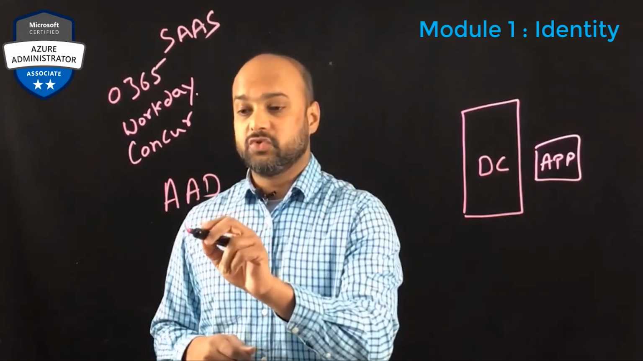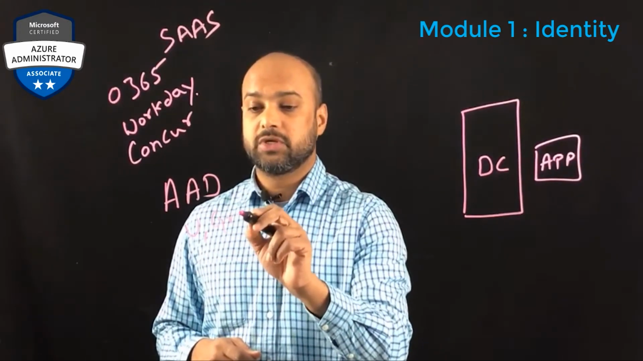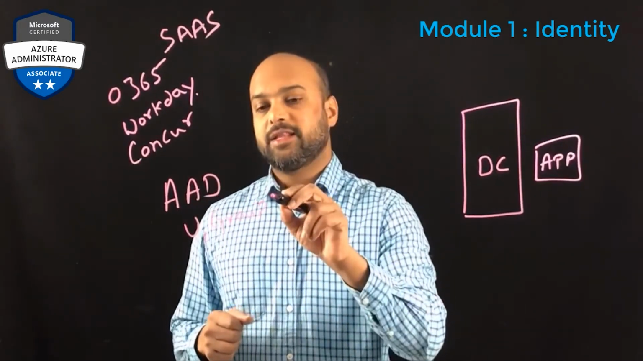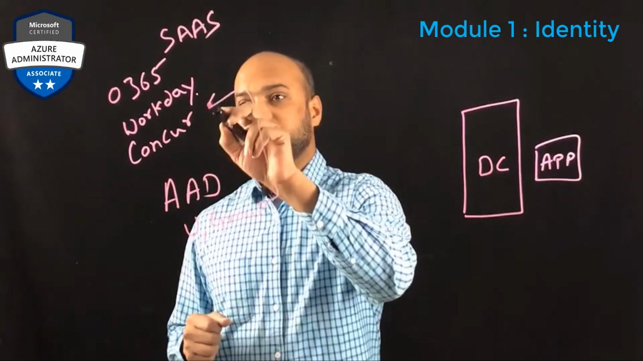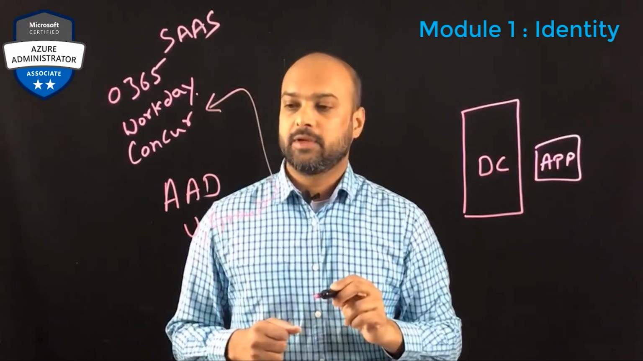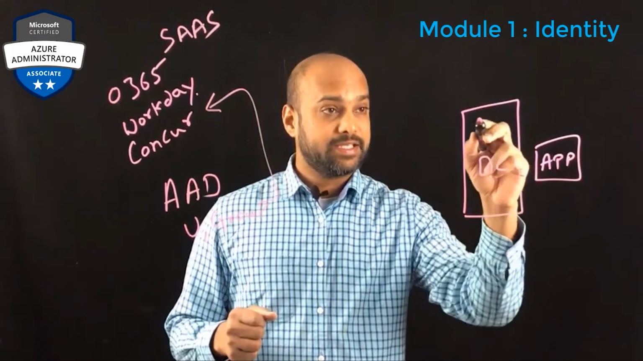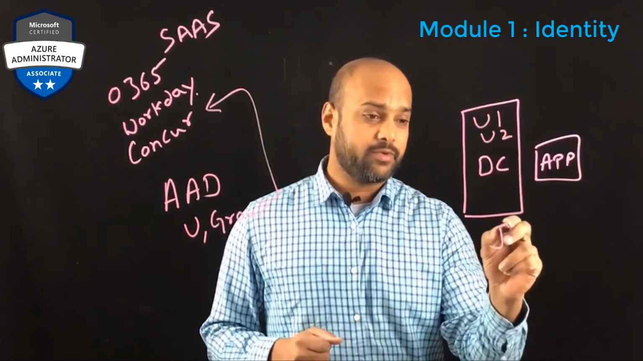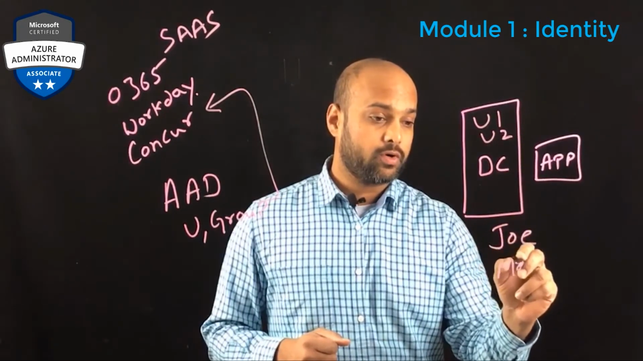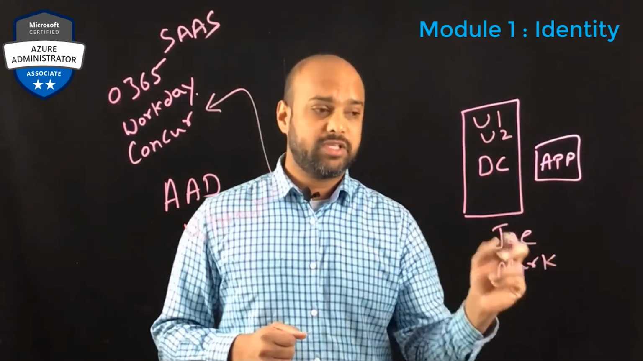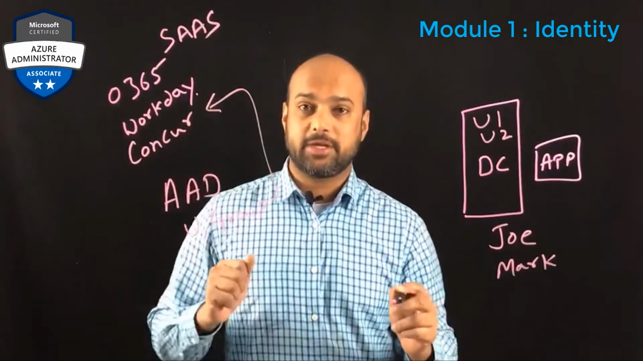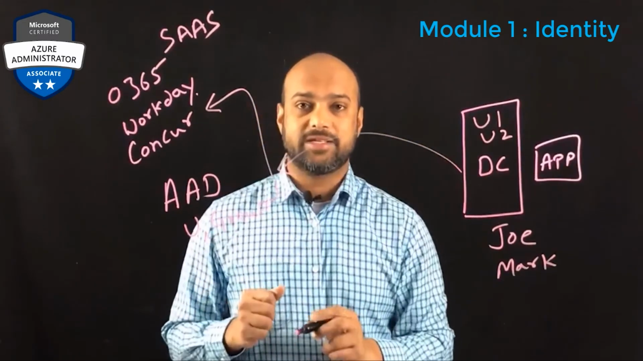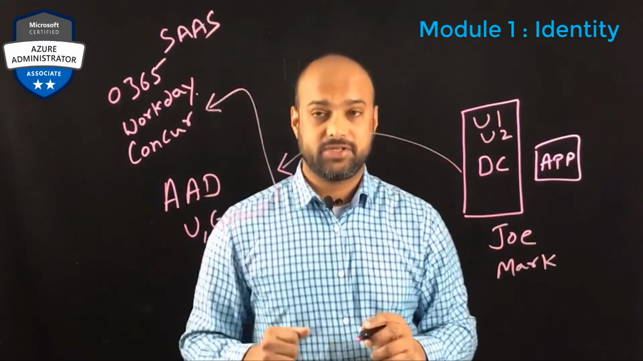Now we will have users and groups created in Azure Active Directory, and then you can allow them to access these applications. Or you can have the existing set of identities. Let's call them user 1, user 2, or rather give them real names, let's say Joe or Mark. You want these users to log into cloud-based applications. Then you need to have some kind of a synchronization method for them to access their applications.